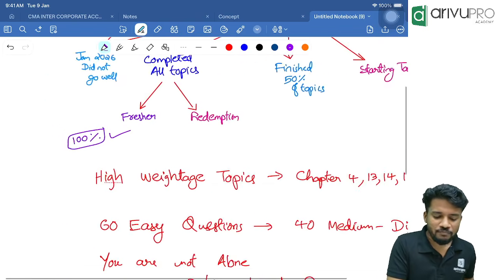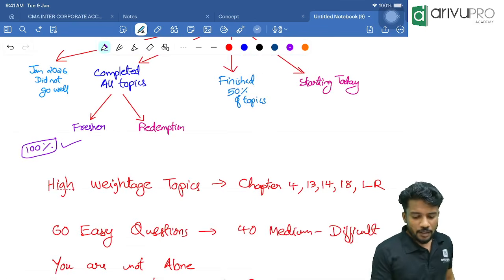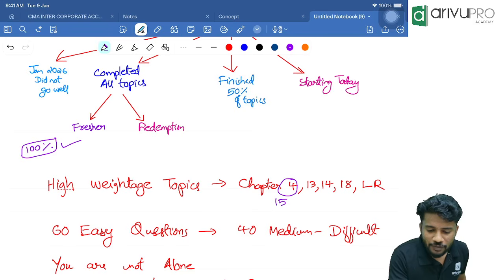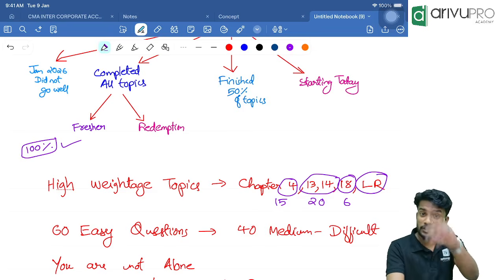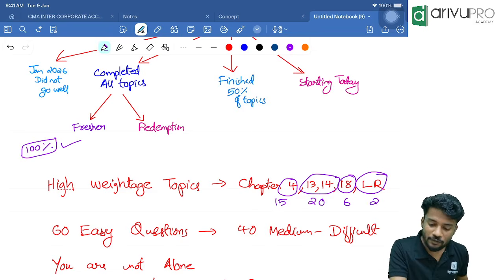Next one, people, there are a few high weightage topics. Chapter 4 will give you 15 marks. Chapters 13 and 14 together will give you 20 marks. Then chapter 18 will give you around 6 marks. Then LR 4 chapters, very simple chapters, will give you 20 marks.